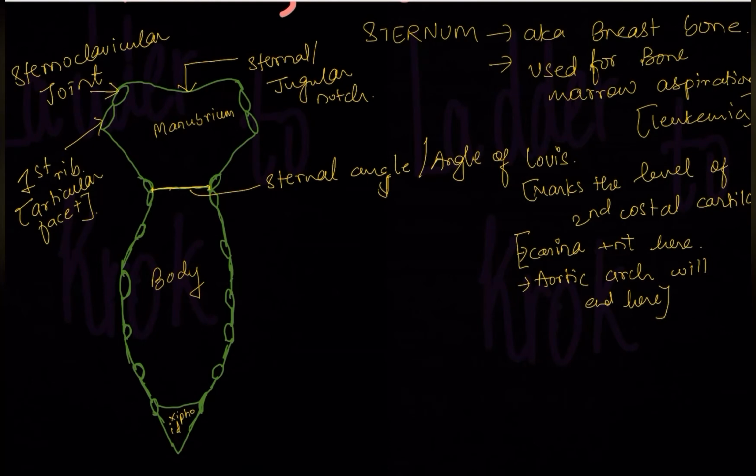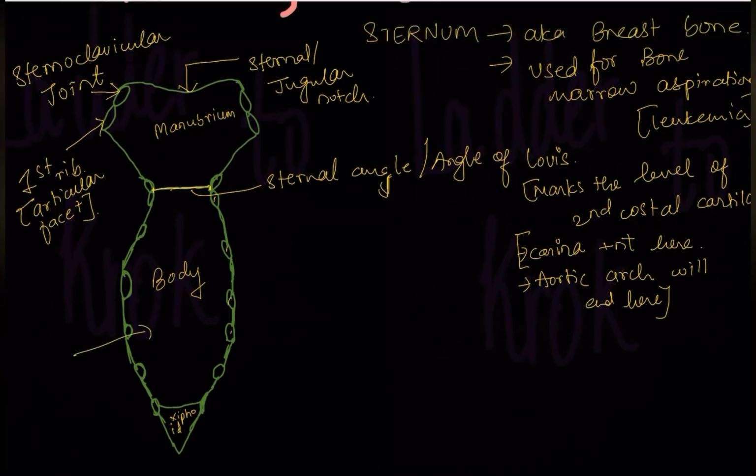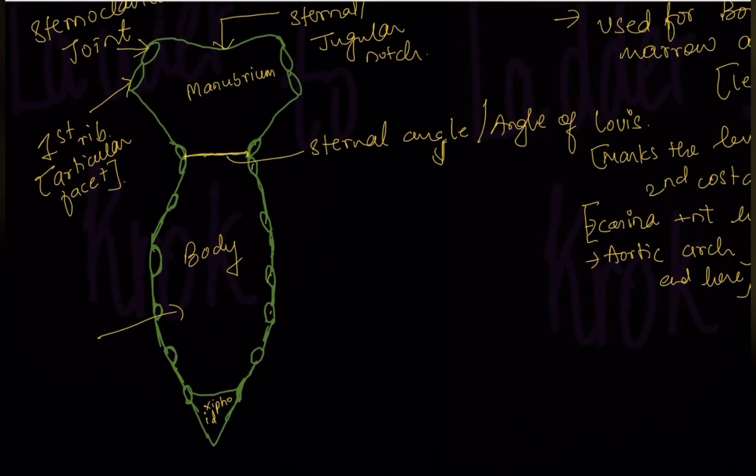And now let's look at the body. The body has a lot of facets. You can see this, right? So what do you have to know about the body? The body gives the rib articular facets for how many ribs? Ribs 3 to 6. To be exact, rib 3 to 6. And then we have this xiphoid process.